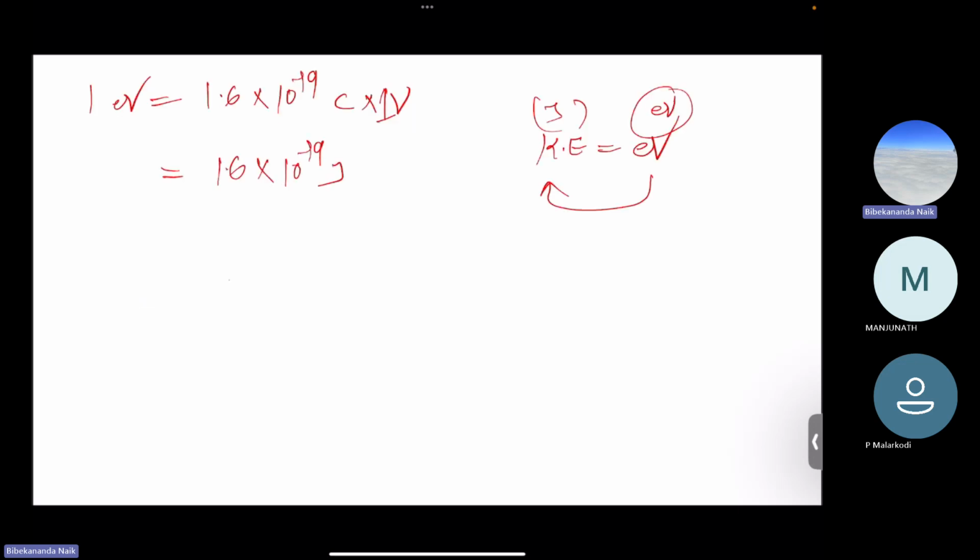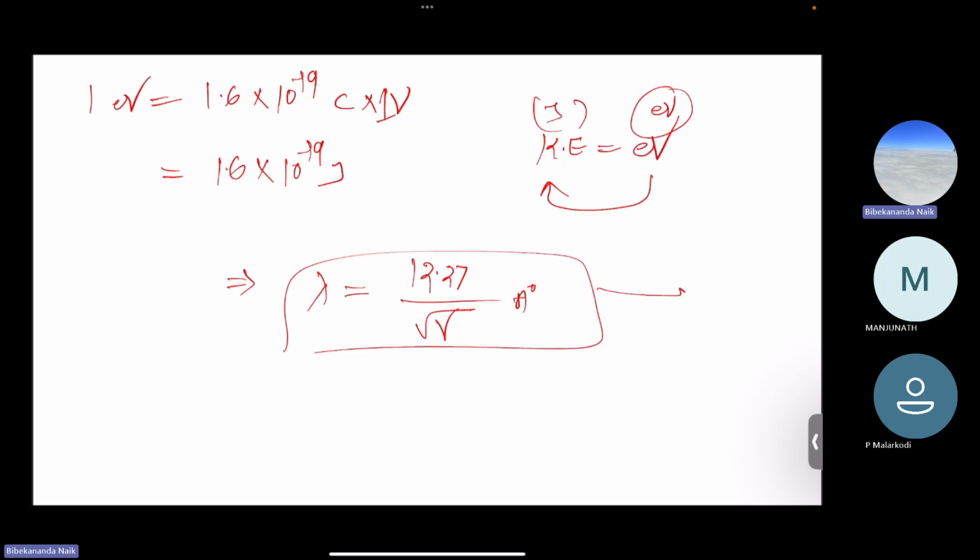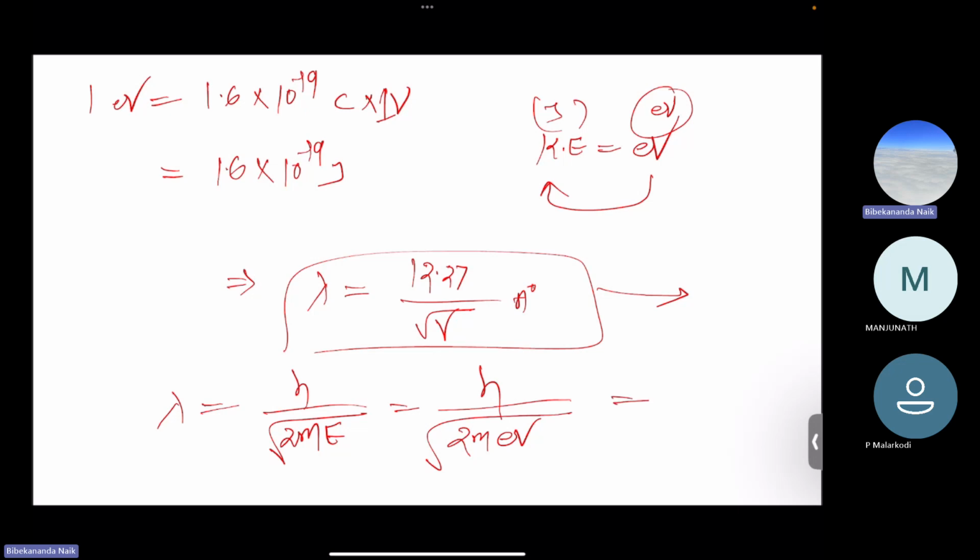So there is a formula which is used to calculate the value of de Broglie's wavelength, particularly for an electron: lambda is equal to 12.27 divided by root V Armstrong. So how is this formula derived? We know lambda is h by root over 2mE. If in place of E we put eV, then lambda is h by root over 2m eV. We know the value of e, m and h. If you put all the values and express it in Armstrong, it will give you 12.27 divided by root V, because all other quantities are constant, and this is in Armstrong. So this is the actual formula that we are going to use in this question.